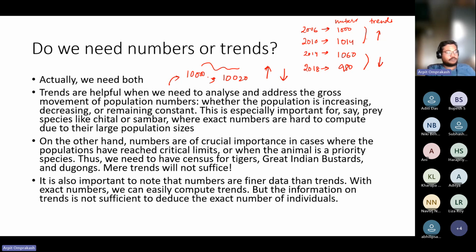Even if it's an increase of 20, it's an increase. So the trend we are seeing is, is it increasing or is it decreasing? We are not concerned with exactly how many numbers there are.